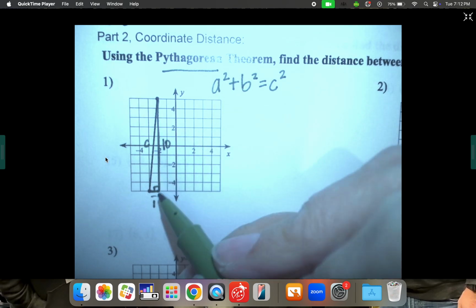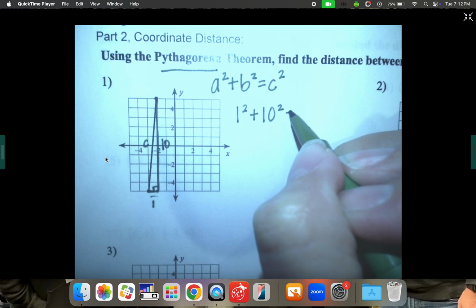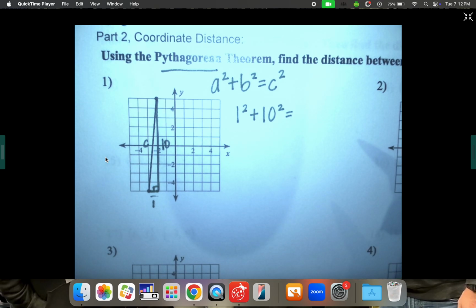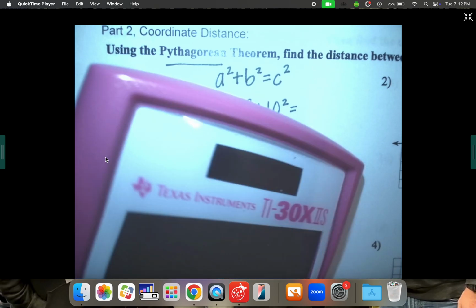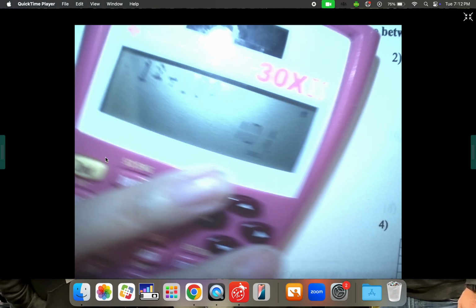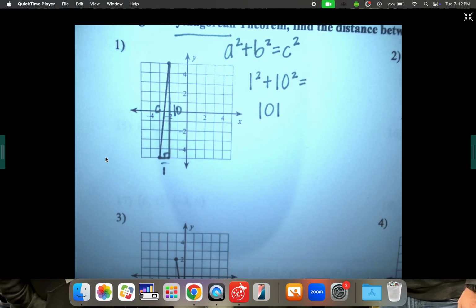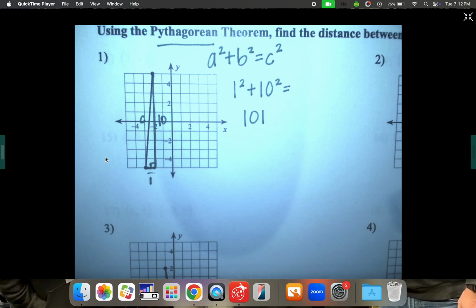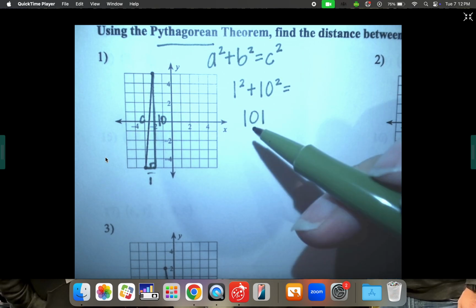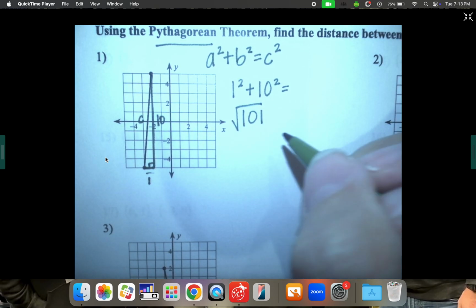So our legs are 1 and 10, so we're going to have 1 squared plus 10 squared, and that is going to equal our hypotenuse length squared. So in your calculator, you're just going to do 1 squared plus 10 squared. That equals 101. And I believe for our purposes today, we're rounding to the nearest tenth. So we are not doing simplest radical form for 101. And the reason I knew that is because there is nothing that would come out of 101. The square root of 101 is as simple as it goes.